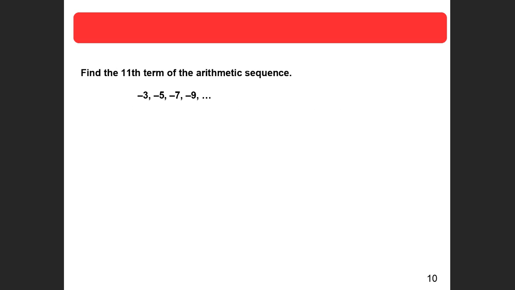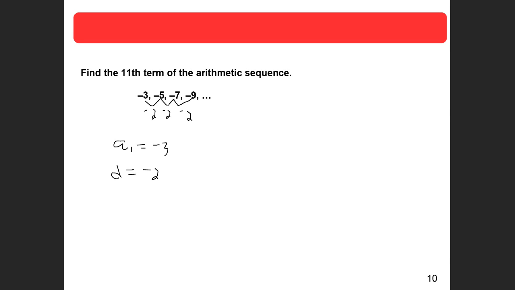Find the 11th term of the arithmetic sequence. I wish they would have just asked, write the explicit rule here. So let's write an explicit rule. Okay, looks like I'm going down again, by -2 here. So a sub 1 is equal to -3, and d is equal to -2.